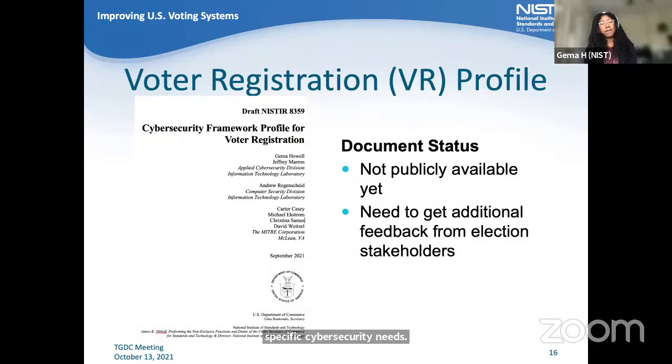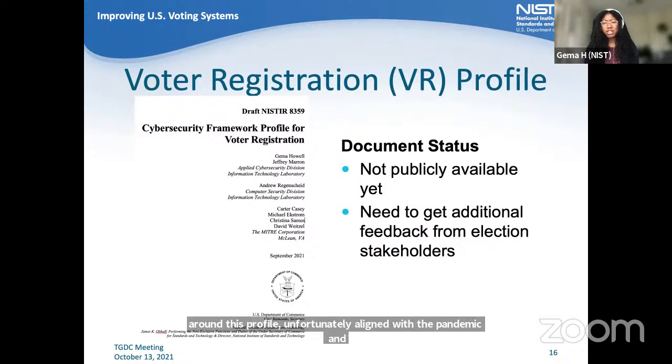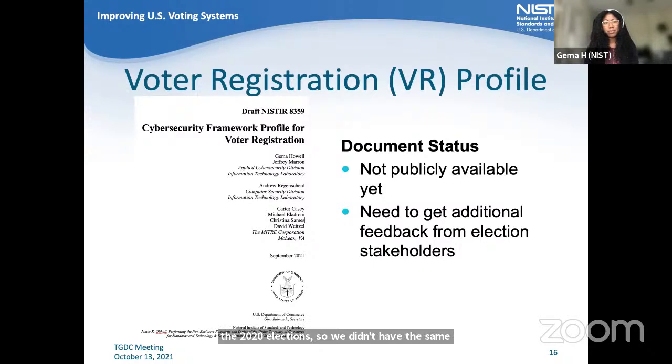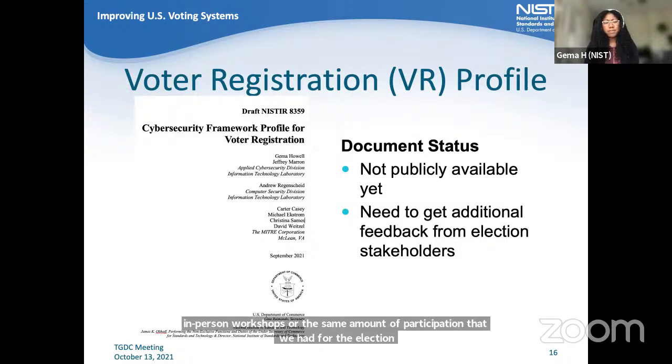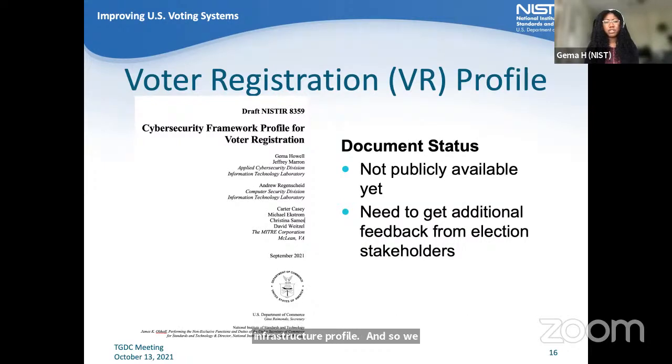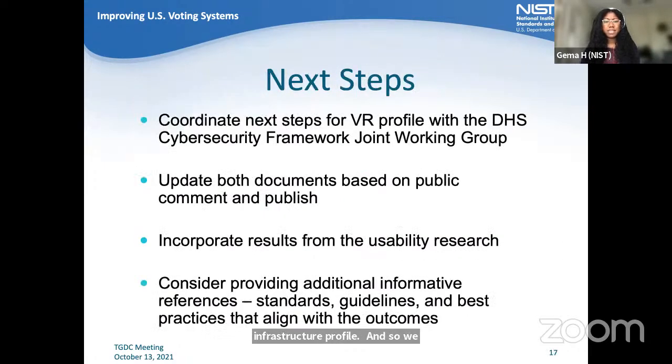So next up is the voter registration profile. Like Lisa mentioned, planning around this profile unfortunately aligned with the pandemic and the 2020 elections. So we didn't have the same in-person workshops or the same amount of participation that we had for the election infrastructure profile. And so we need to get additional feedback from election stakeholders, and that actually takes me right into our next steps.